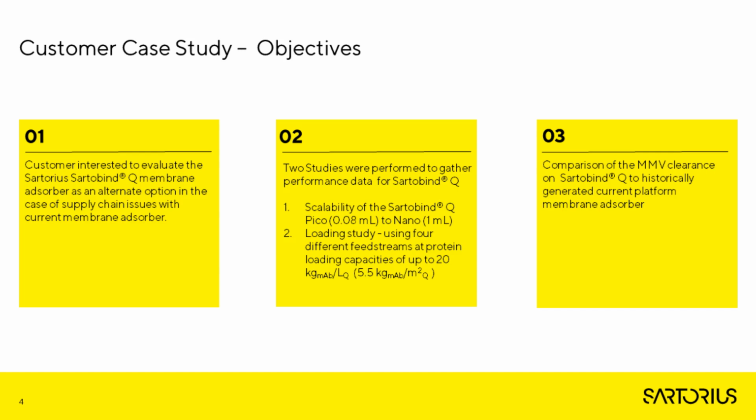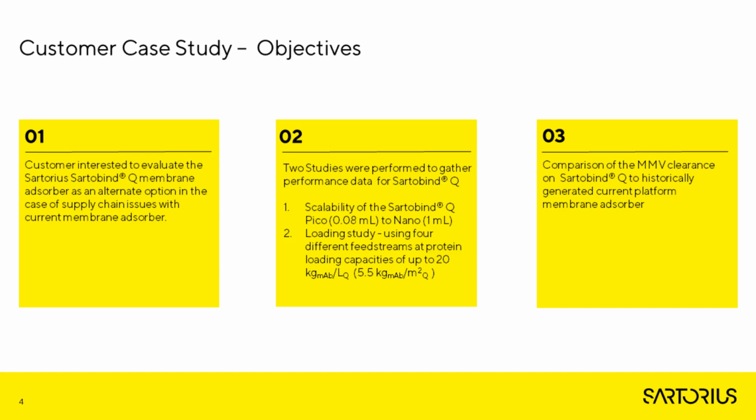The experimental study consisted of two parts. The first part was to determine the scalability of the Sartobind Q Pico to the Nano device. These are the two small-scale devices. And the second part of the study consisted of a loading study where we took 4 different feed streams and we loaded the membrane to a maximum capacity of 20 kilograms per liter. We took fractions during the loading to determine at what point the MMV virus breakthrough would happen. That was the second part of the study, and we'll go through more details shortly.